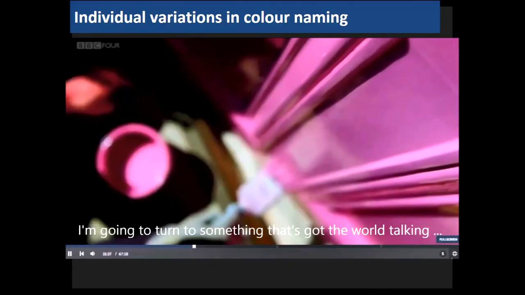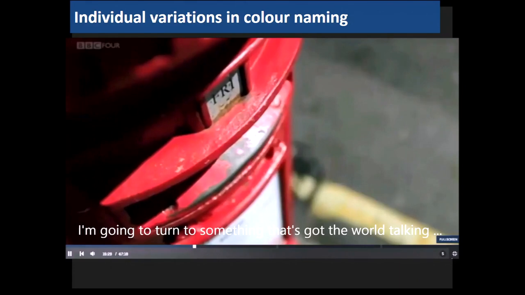But nowhere more striking in recent history has the subjectivity of color perception been illustrated than in this phenomenon, which I hope some of you will remember having seen. I'm going to turn to something that's got the world talking.